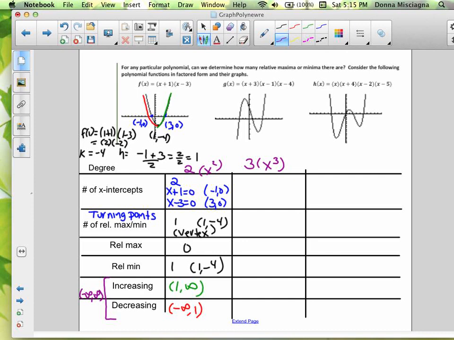Our x-intercepts, we have 3 of them. 1 right there, 1 right there, 1 right there. Everywhere we cross the x-axis. And for me, it's easier just to look up there at my factors. So 3 x-intercepts. If we set x plus 3 equal to 0, -3, 0 is 1 x-intercept. X minus 1 equals 0, 1, 0 is a second one. And then x minus 4 equal to 0, 4, 0 is the third x-intercept.